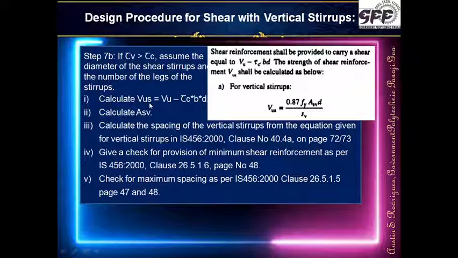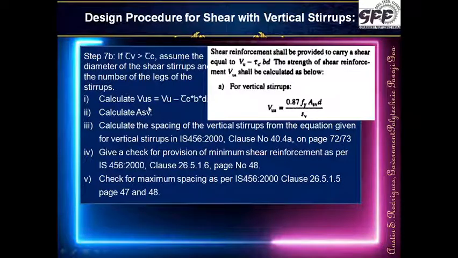Now how much is the balance load the shear stirrups are supposed to take? The balance load the shear stirrups will have to take is the ultimate load minus the capability of the beam. That is VU, the ultimate shear, minus tau C, which we have already found out, into BD, its own capability. That gives me VUS. Based on the diameter and the number of legs, calculate the value of ASV. Now we know VUS and we know ASV. Having known this, we use this particular formula given over here, on page number 73.